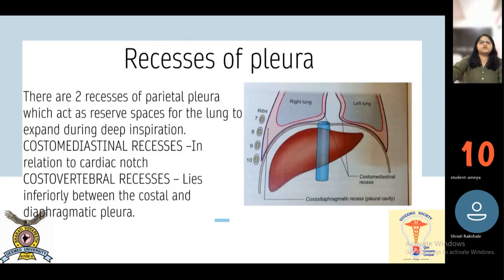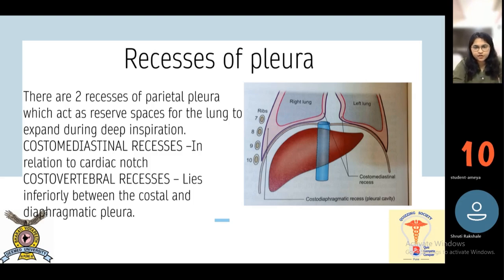So we will see the recesses of pleura. There are two recesses of pleura which act as reserve space for the lung to expand during deep inspiration. That is costomediastinal recess and costodiaphragmatic recess. Costomediastinal is in relation to the cardiac notch, and the costodiaphragmatic lies inferiorly, between the costal and diaphragmatic pleura. The costomediastinal recess lies anteriorly, behind the sternum and costal cartilage.